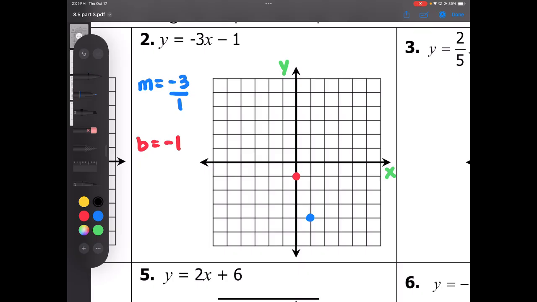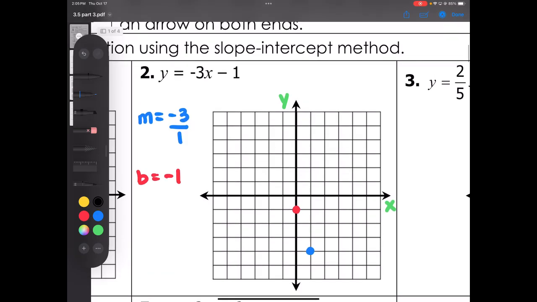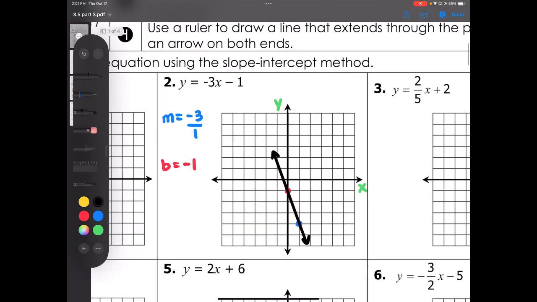What's the next part? Draw the line. And guess what I did not give you guys? Rulers. Is that a good line? No. Can you go around giving the rulers, please? So just wait on that.